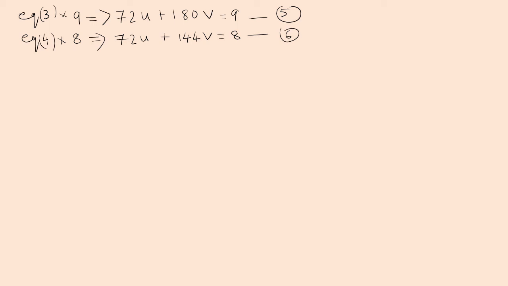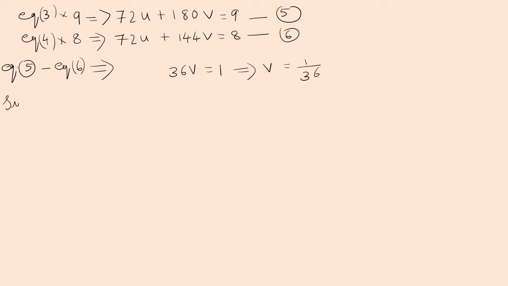Since we have to eliminate u, both the coefficients of u are having the same sign. So you have to do the subtraction, that is equation 5 minus equation 6, that is 72 minus 72 is 0, 180 minus 144, that is 36v equals 9 minus 8, that is 1. So you are getting v equals 1 upon 36.